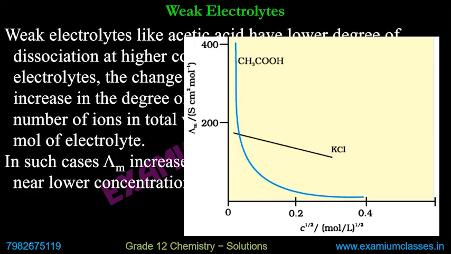However, for a strong electrolyte, if you see the graph, you can get the lambda m naught very easily. For a weak electrolyte at zero, you don't know what lambda m naught will be, because these graphs may intersect, but even if they intersect, the point of intersection will not be very clear.